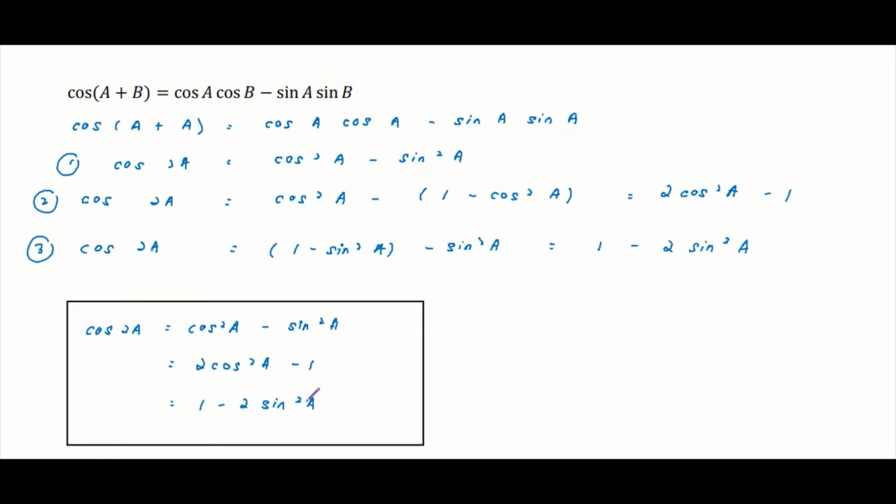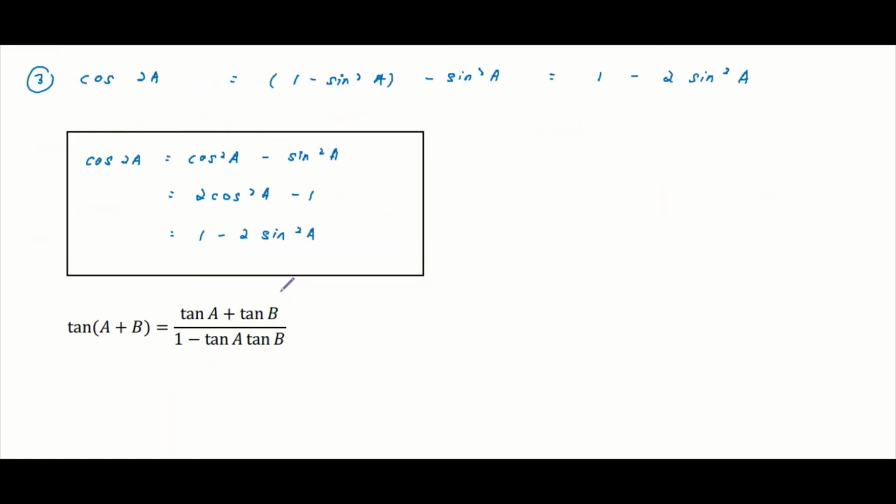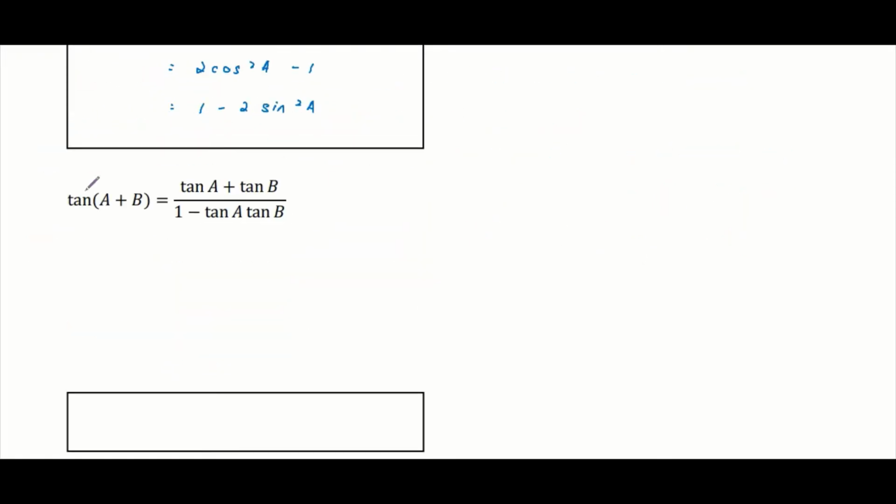Okay, so depends on which one is more suitable in the question, then you can change to either one, they are the same. Okay, let's try to look at the last one, tangent. So same thing, tangent A plus A. So I'll have tangent A plus tangent A. Then after that, divide by 1 minus tangent A times tangent A.